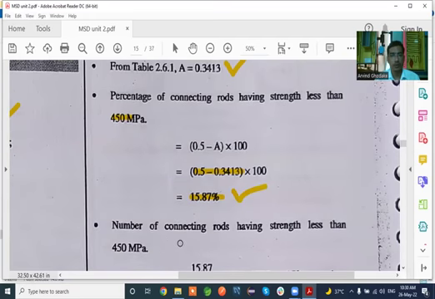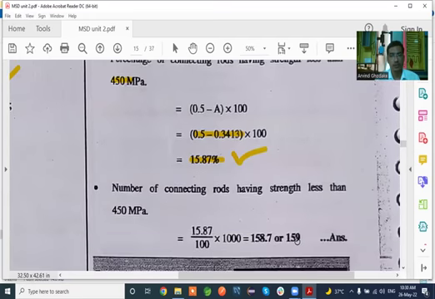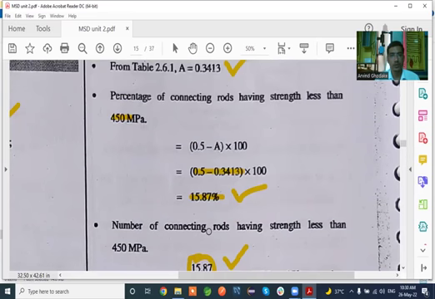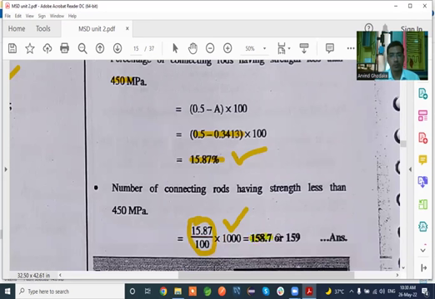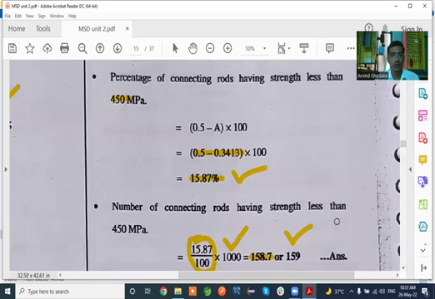Therefore, the number of connecting rods having strength less than 450 megapascal is equal to 15.87 upon 100 into 1000. So 1000 is the total number of components and 15.87 by 100 is the percentage of connecting rods having strength less than 450. Therefore, 158.7, that is 159, is the number of connecting rods having strength less than 450 megapascal. So in this way, we can calculate the number of connecting rods having strength less than 450 megapascal from the given sample of 1000.